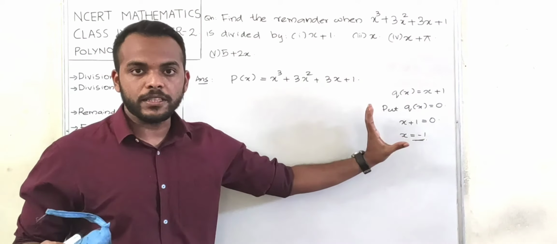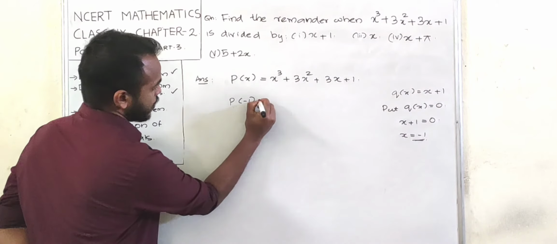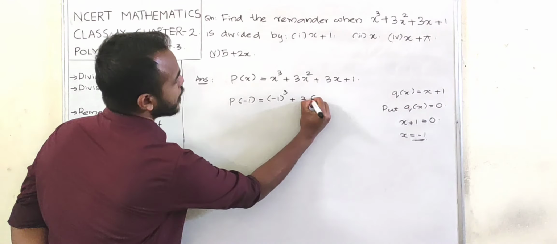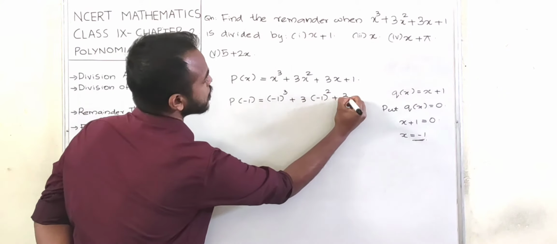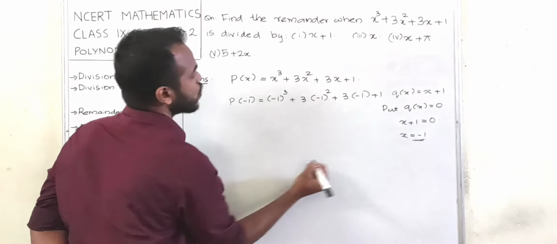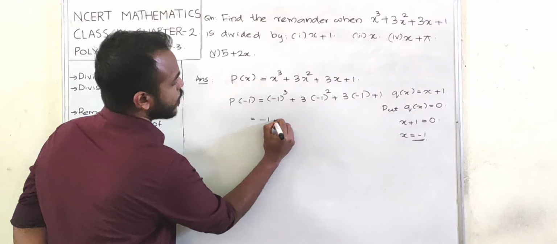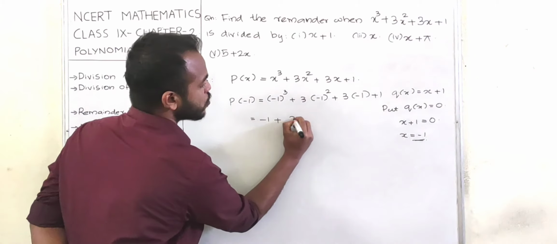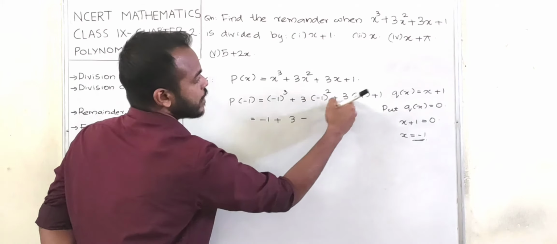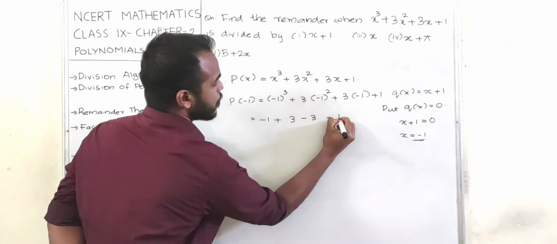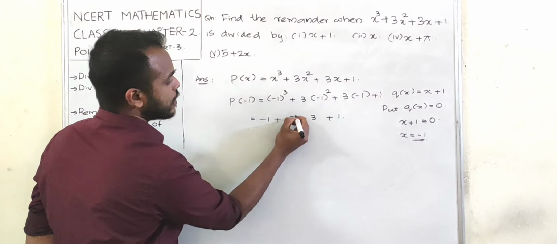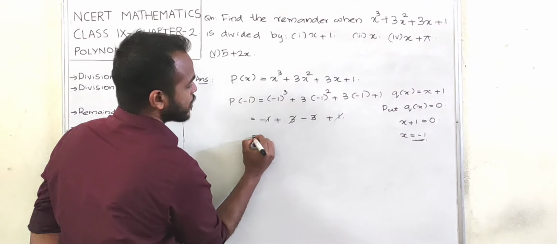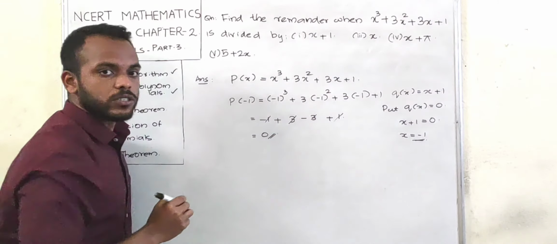Anyway, you need to find the value of P of minus 1 here. So minus 1 cube plus 3 into minus 1 square plus 3 into minus 1 plus 1. So that is minus 1 plus... minus 1 cube is minus 1. Minus 1 square is 1. So 3 into 1 is 3. Then 3 into minus 1 is minus 3 plus 1. Now what happens? This 3 and this 3 can be cancelled. Minus 1 and plus 1 gets cancelled. So the remainder is 0.